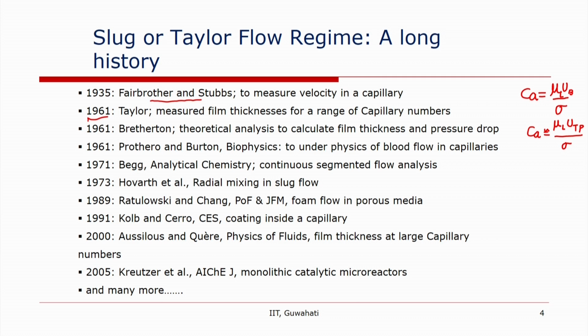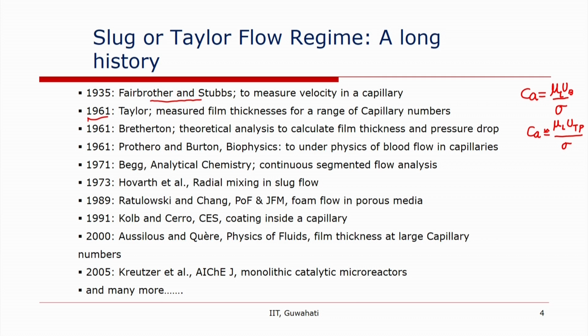Then in 1961, the same year, Bretherton, in his classic paper, did the theoretical analysis to analyze the shape of the bubble, calculate the thickness of the film surrounding it, and from there find out the bubble velocity and the pressure drop across a bubble.